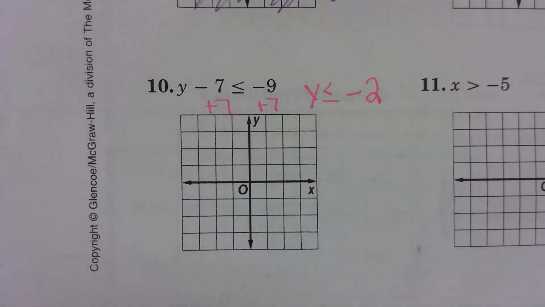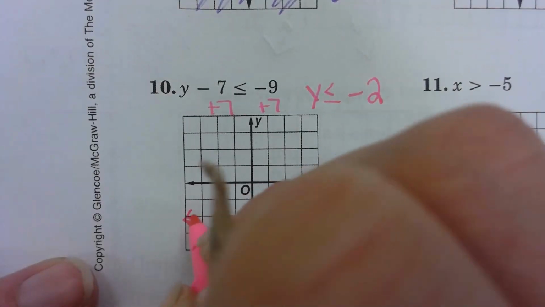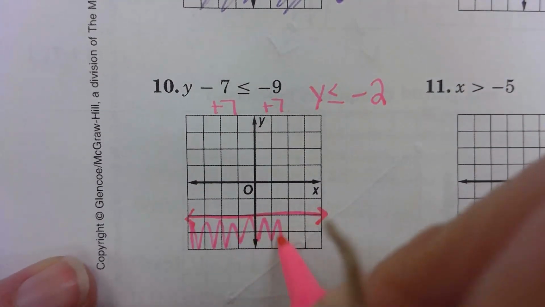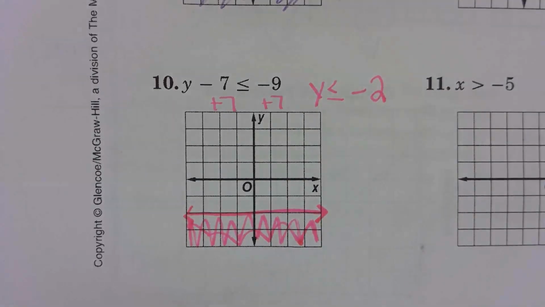Is it solid or dashed? Solid. Above or below? Below. So I have a solid line through -2, shaded below.